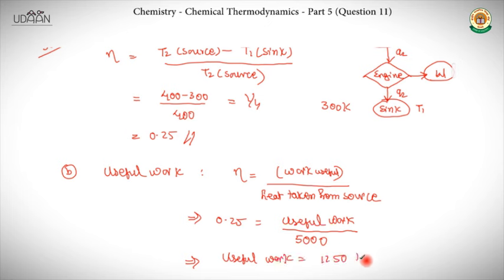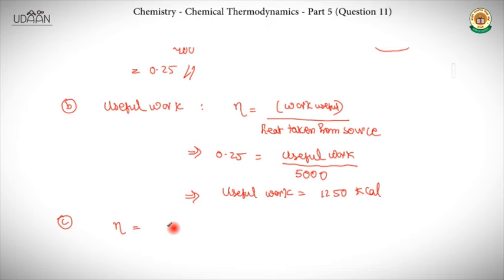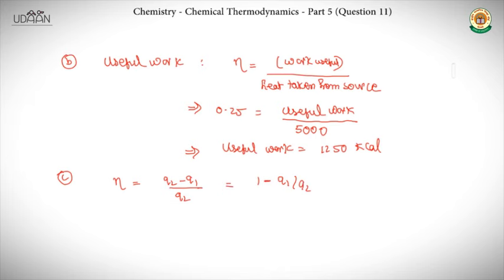And coming to part C. Here they are asking us to find the heat loss to the sink placed at 27 degrees centigrade. So heat loss to the sink. Come to the alternate definition of efficiency. Efficiency equals Q2 minus Q1 by Q2, or else T2 minus T1 by T2. So here it becomes 1 minus Q1 by Q2. But our efficiency is 0.25, 25%. So Q1 by Q2 becomes 0.75, 1 minus 0.25, that is.